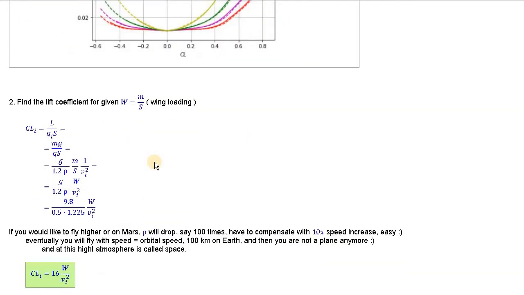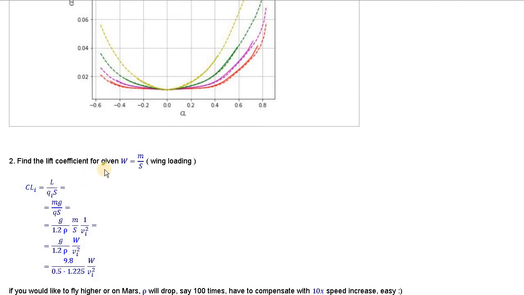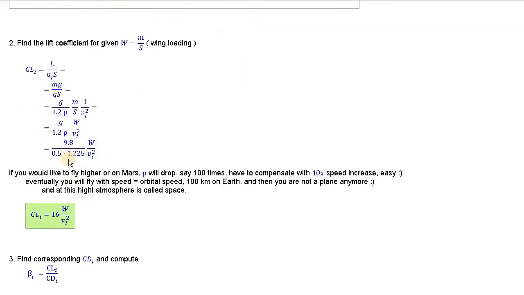The next step is to find the lift coefficient. The lift coefficient, as we have seen previously, is given by this equation. Q is the dynamic pressure. In this case, it's going to depend on the speed of the plane. If you plug in the numbers and calculate, you're going to have a very simple equation: the wing loading divided by the speed of the airplane squared, multiplied by 16. Actually, 16.0 something. So this is the equation that we need.